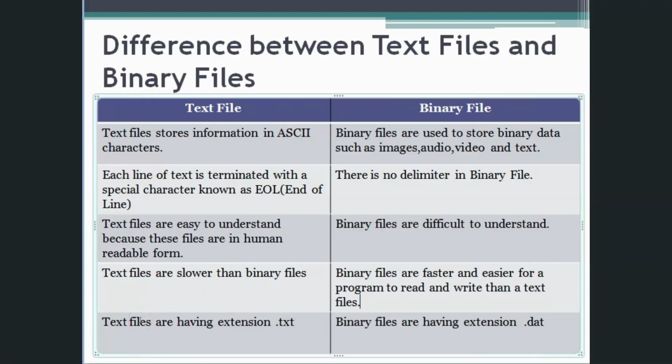And the last most important point is the text files have the extension .txt and the binary files have the extension .dat. So whenever we are saving text files in our program, we use the extension .txt, and whenever we are creating binary files, we should save them with .dat. Okay. So this is the main important difference between the text files and the binary files.